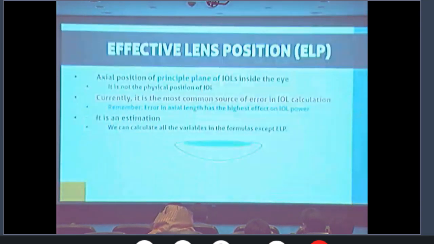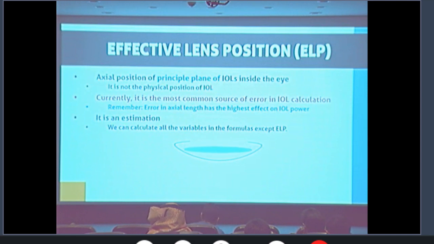IOL formulas. We have something called effective lens position. Effective lens position is the axial position of the principal plane of the IOL inside the eye. It is not the physical position, it is the principal plane. So currently, it is the most common source of error in IOL calculation.